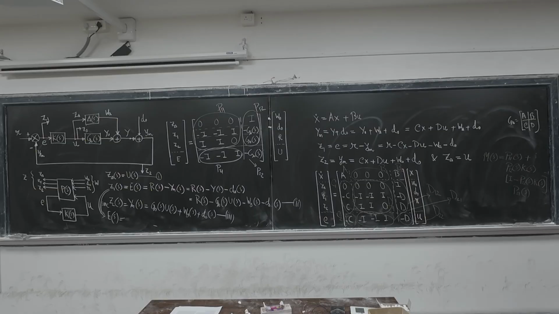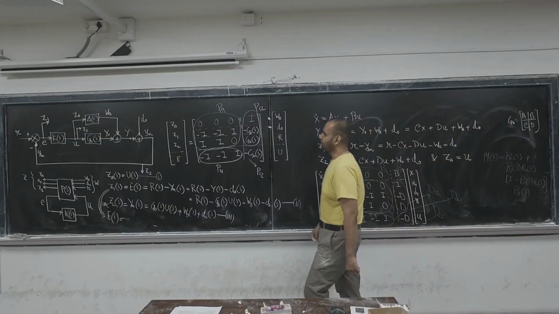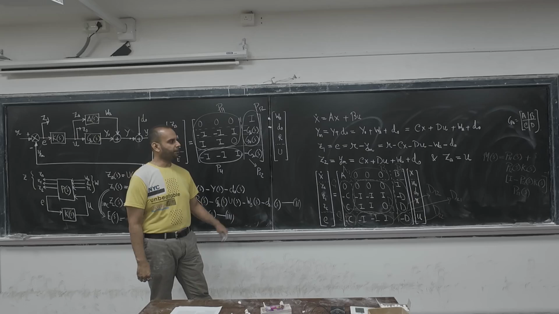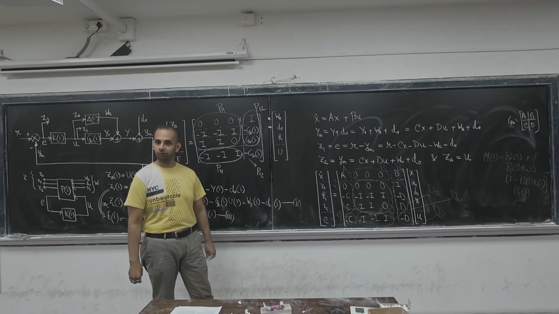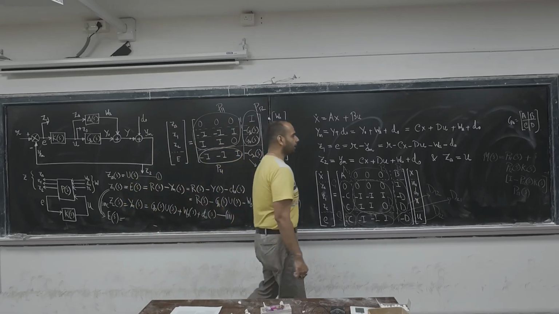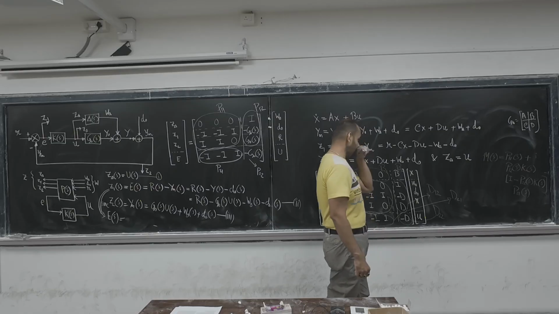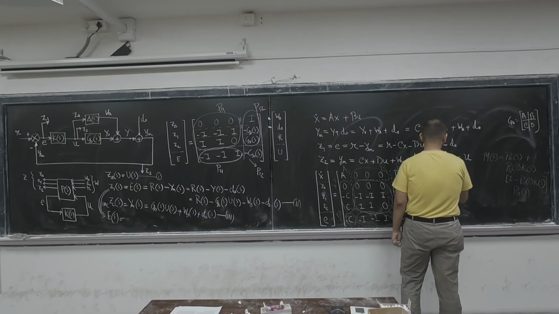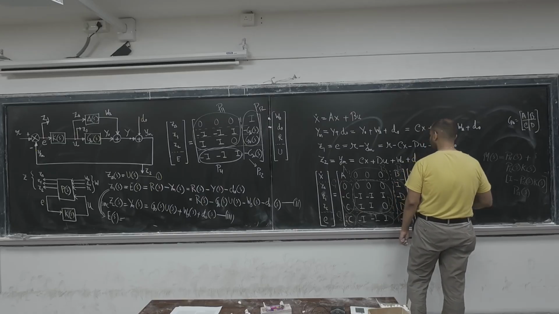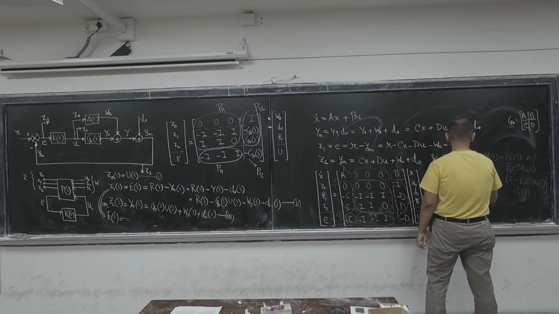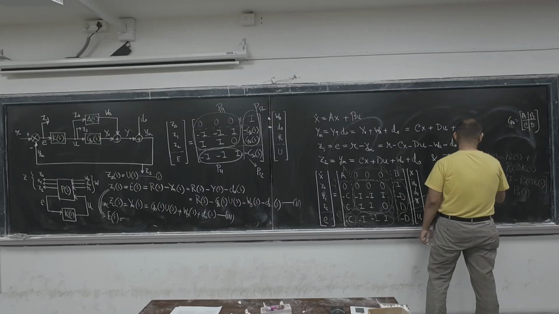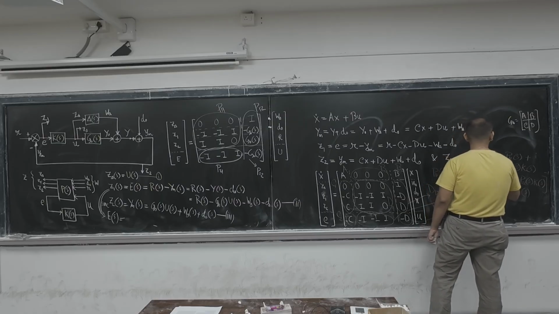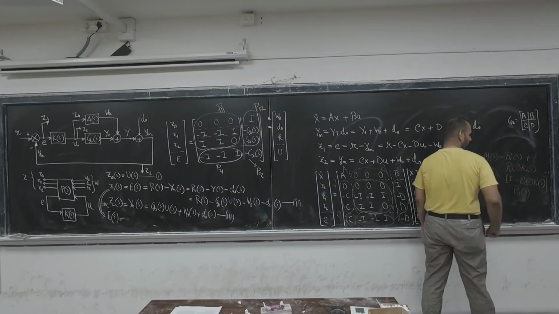Then the verification part: if I ask you to verify whether this state space approach and the transfer function approach are equivalent to each other, then how can you show it? Say, for example, you want to verify for P11. So what is your P11? P11(S) means C1 into (SI minus A) whole inverse into B1 plus D11.